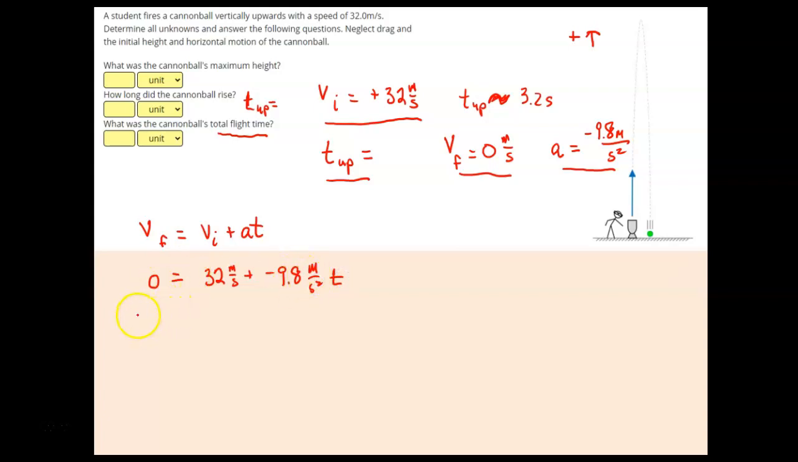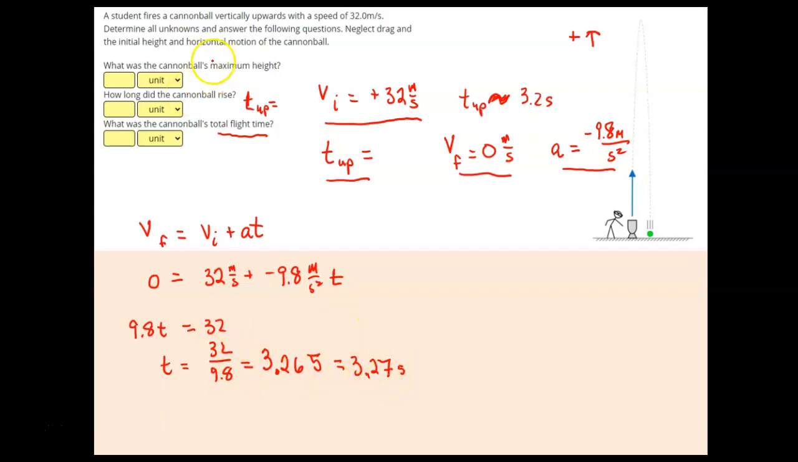Now we'll simply add 9.8t to both sides. We're going to drop the units. 9.8t equals 32. Divide both sides by 9.8. You can see this is going to be pretty close to 3.2 seconds, like we said in the beginning. But if we want to actually calculate it, I'm going to pause for 1 second. All right, I used my calculator and I computed 3.27 seconds. So we did 32 meters per second divided by 9.8 meters per second squared, 3.27 seconds.